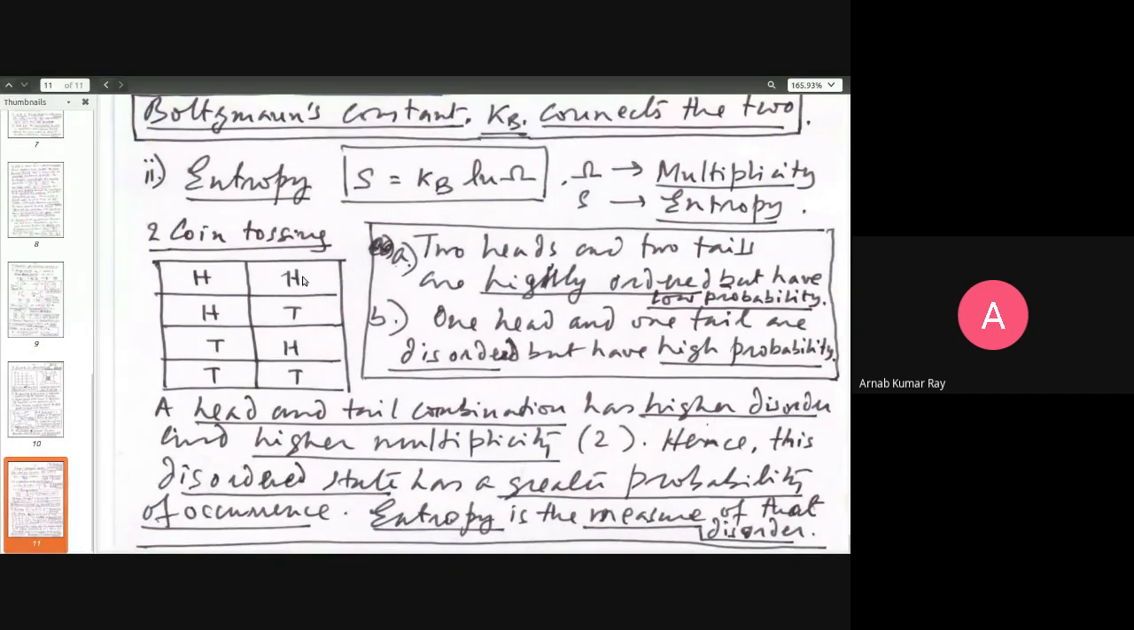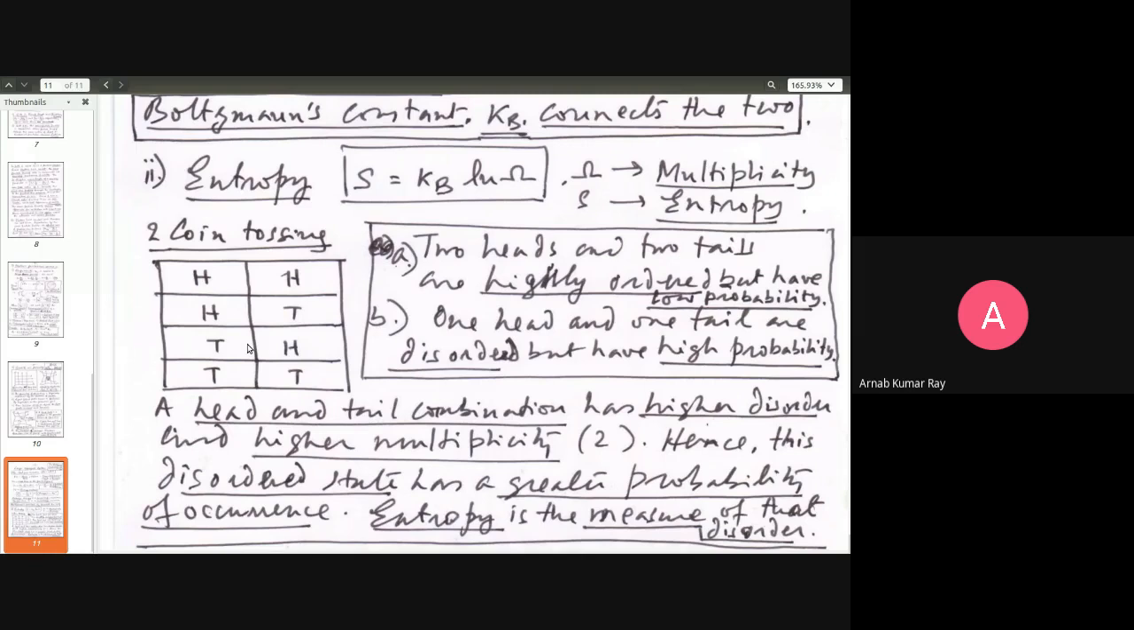What is the probability of having both heads? 1 by 4. Head and tail, 1 by 4. Tail and head, 1 by 4. Tail and tail, 1 by 4. So having both heads and having both tails will have a probability of 1 by 4. Now, coin 1 has got a head, coin 2 has got a tail, coin 1 has got a tail, coin 2 has got a head.